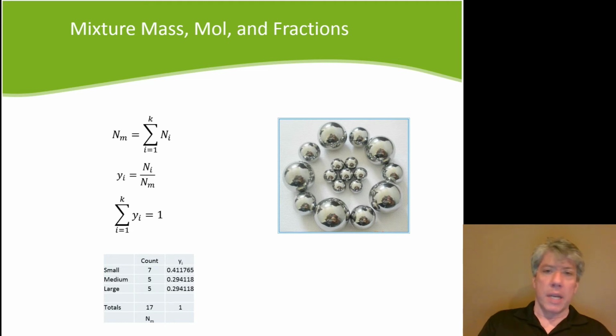I didn't pick nice round numbers. I picked a picture that was easy, and I didn't have to search too long for it. The concept's the same, right? So if we want to know what percentage the small balls make up of the overall number of balls we've got in the picture, it's just 7 divided by 17. Now that comes out irrational. It's 0.411765. I rounded it off. Same thing with the medium and the large, right? So these are mole fractions, and they're just counts.